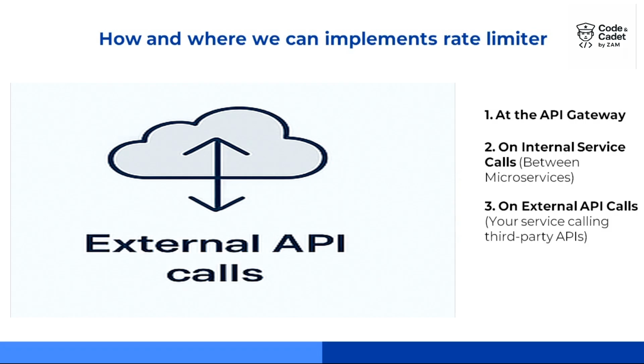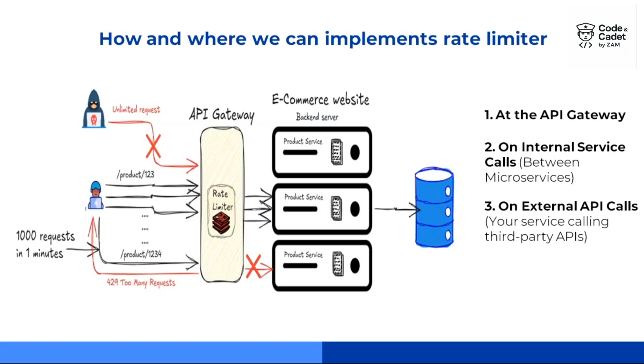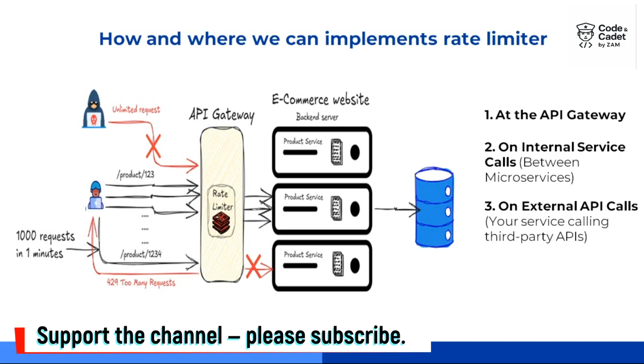So yeah, API gateway, internal service calls, and external API calls. These are the three sweet spots where rate limiting really shines. That way your system stays safe, fair, and super reliable.